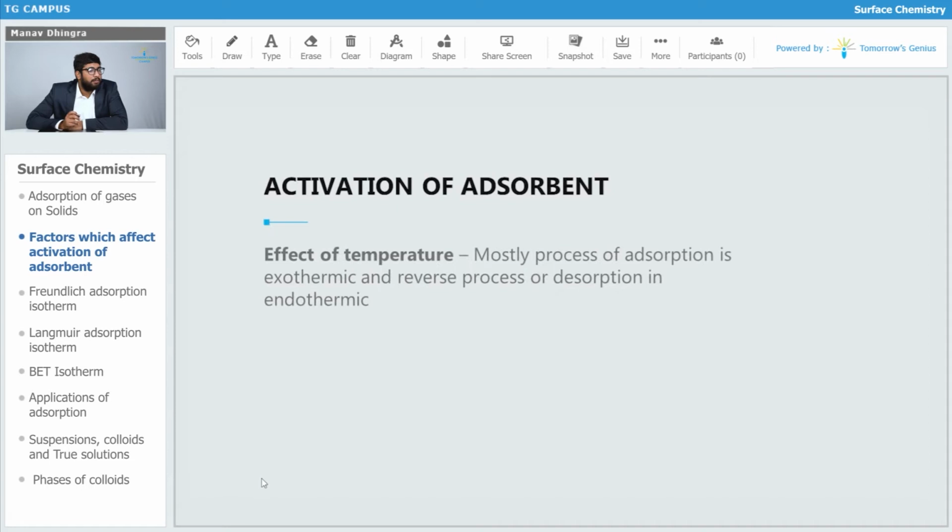Effect of temperature. Mostly the process of adsorption is exothermic, and the reverse process of desorption is endothermic. We have already seen that during the formation of bonds, if there is attraction between the particles, that process is always going to be exothermic. So the process of adsorption is exothermic, while the process of desorption is endothermic.